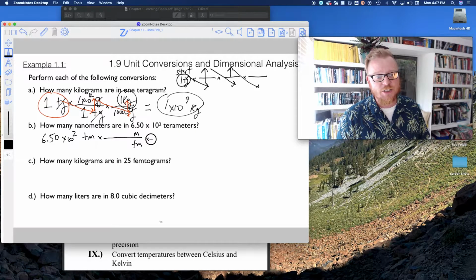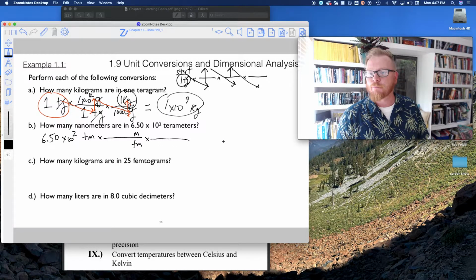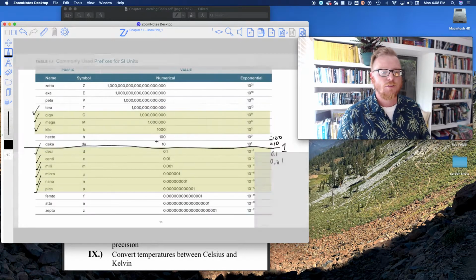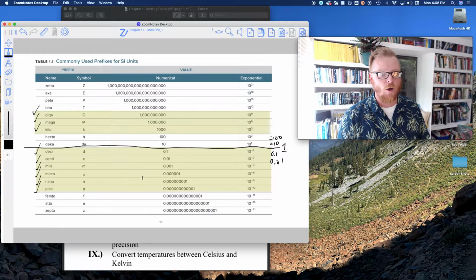And I could even finish this off to the end game. I know the next thing I'm going to put down there is meter, and then it's asking me for nanometers, so I can go meters to nanometers. From the first one, we remember a terameter is big, so 1 terameter is 1 times 10 to the 12 meters. But what about the nanometer? A nanometer is really small. It's 1 times 10 to the minus 9 meters.